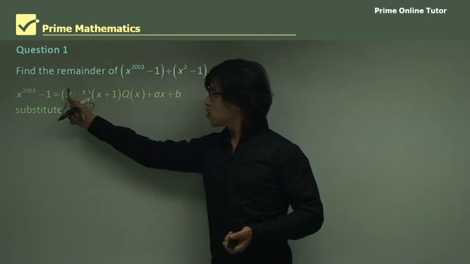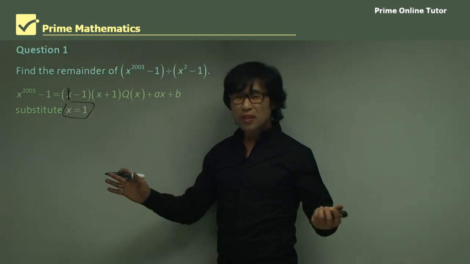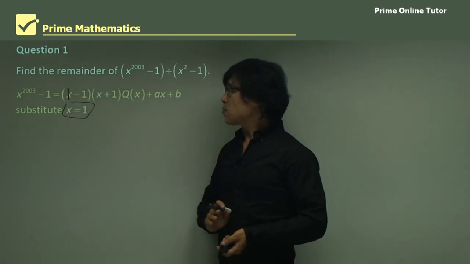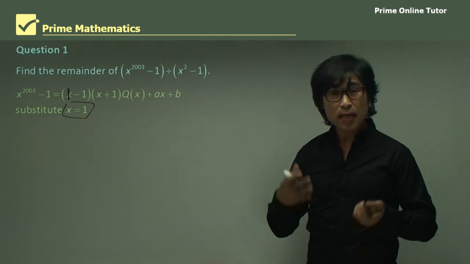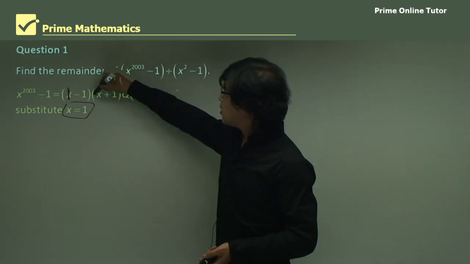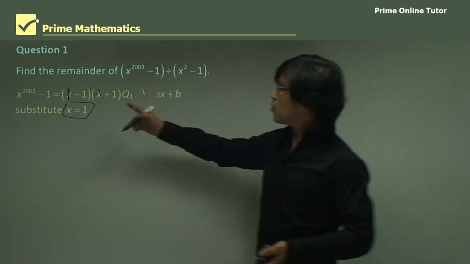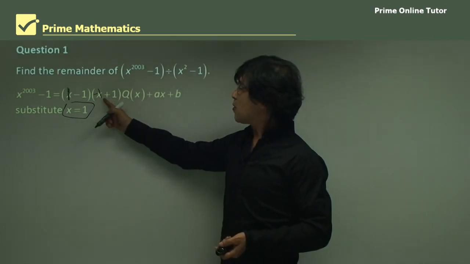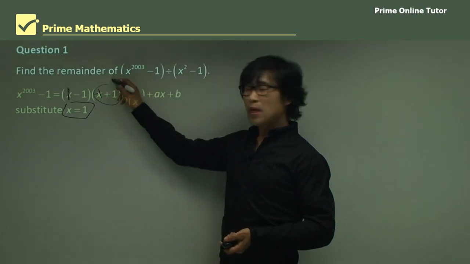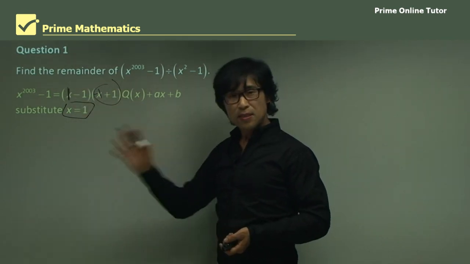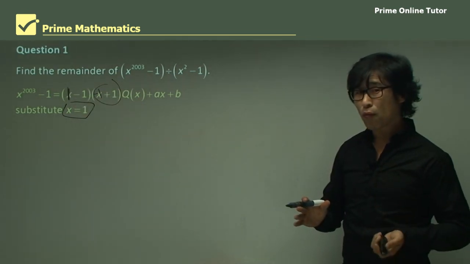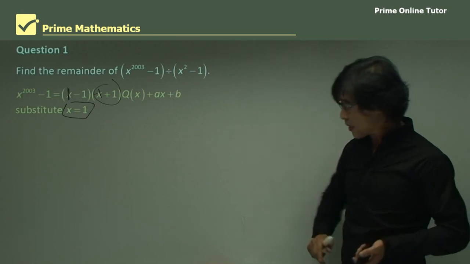When you substitute x equals 1, it gives 0. So easy. In the same manner, we can substitute negative 1 as the second step. When you substitute negative 1, this will be 0, so everything will be 0. So that's the first idea you need to start with. You understand, everyone? Not hard.